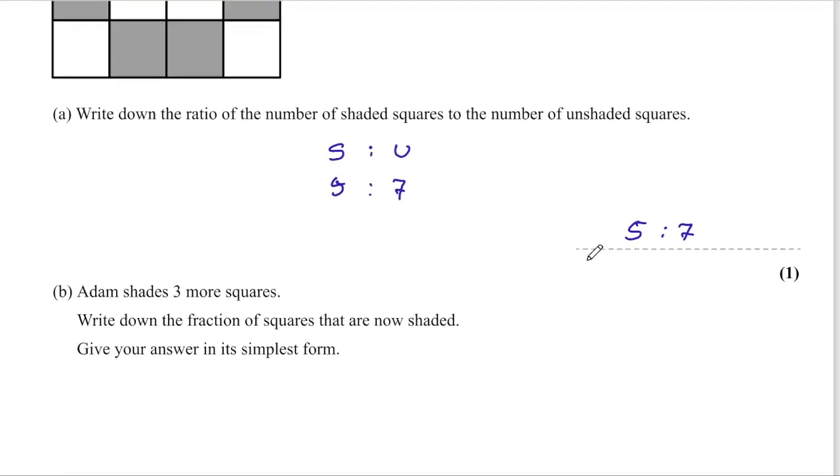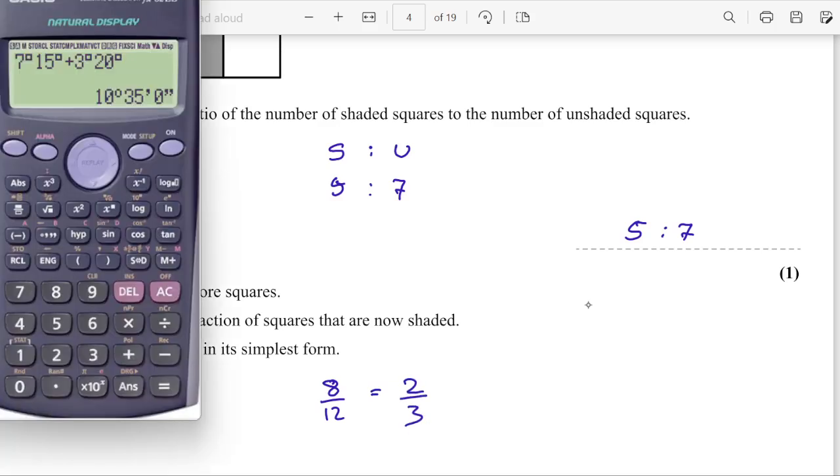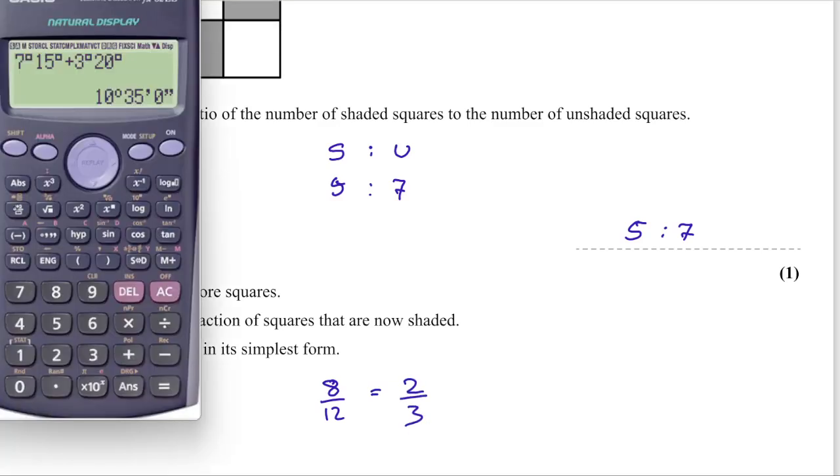And part B, Adam shades 3 more squares. Write down the fraction of squares that are now shaded, giving your answer in its simplest form. Fraction of the squares that are now shaded. So we're going to have 8 squares now shaded out of a total of 12 squares. And both those numbers can be cancelled down by 4. So I would go 2 to 3 in its simplest form. If you're unsure of simplifying, you can use your calculator to simplify for you. 2/3.